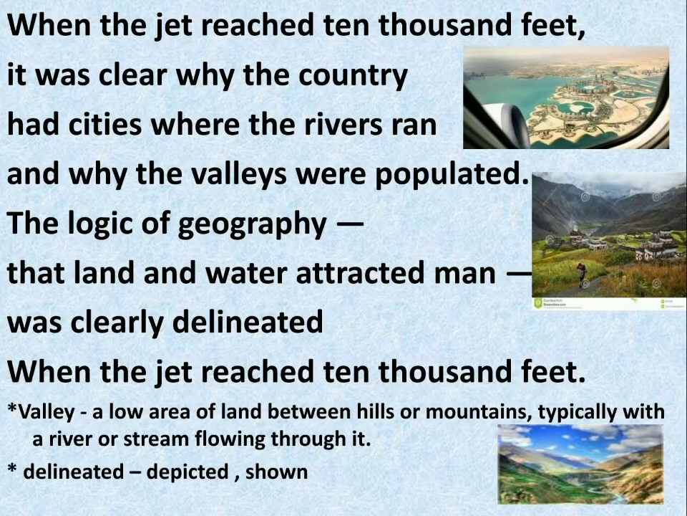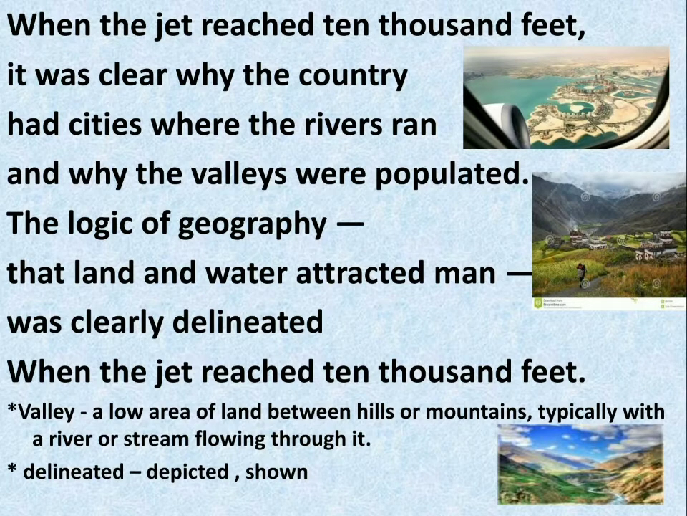When the jet reached 10,000 feet, it was clear why the country had cities, where the rivers ran, and why the valleys were populated. So here valley means a low-lying area of land between hills or mountains, typically with a river or stream flowing through it. Here you can have the picture or the image of it, children.